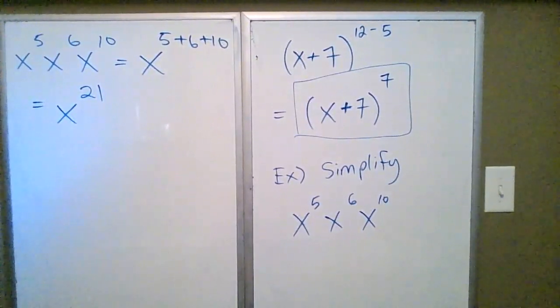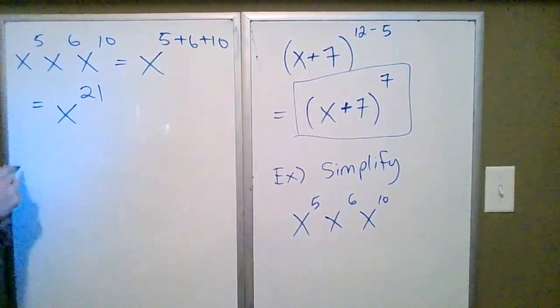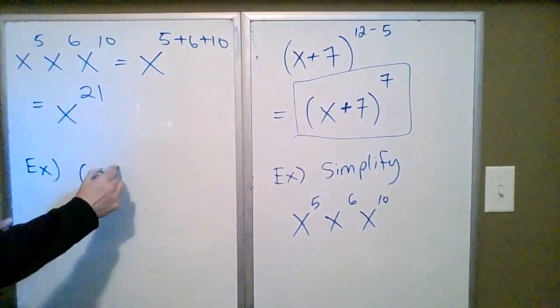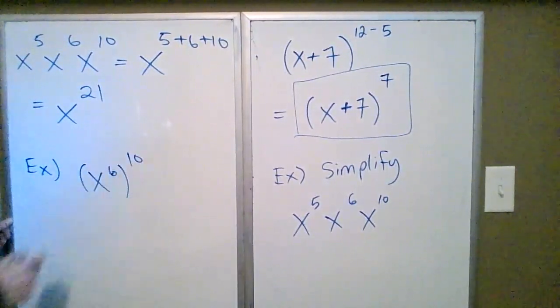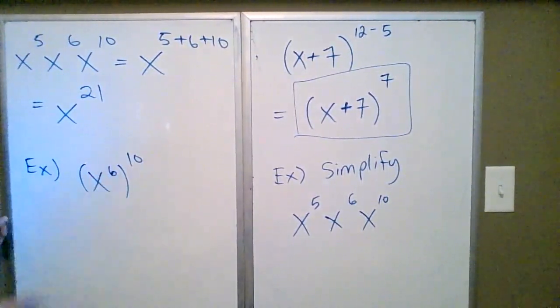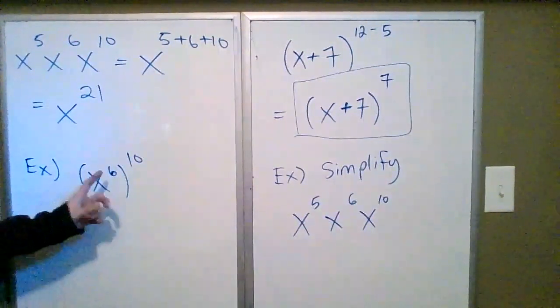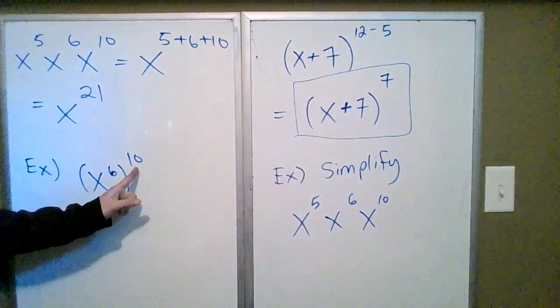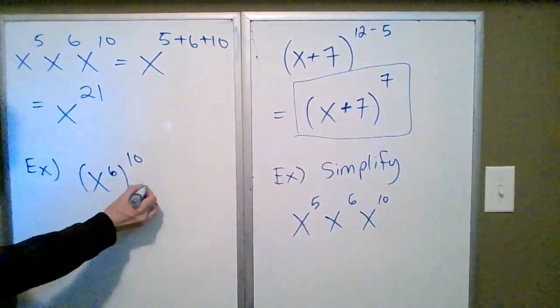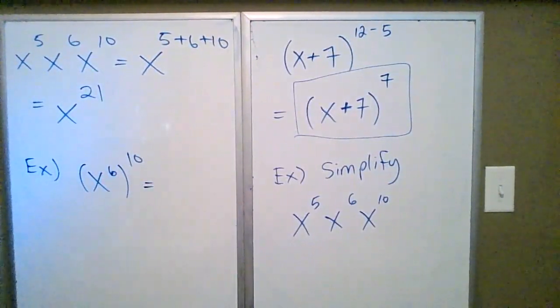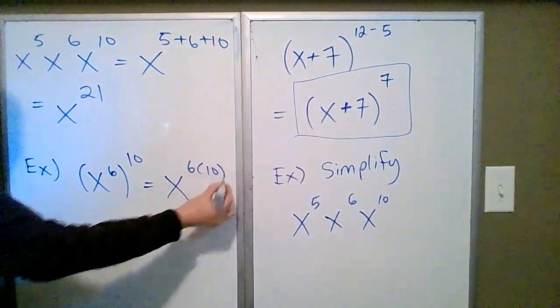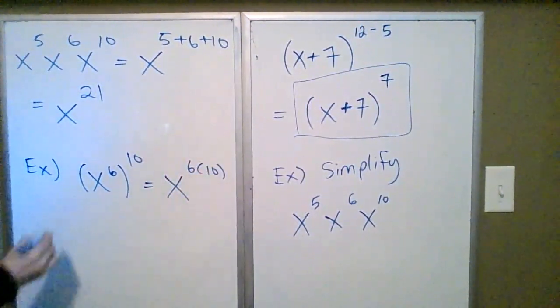This time we have x to the 6th, all to the 10th. When you have that base with the power raised to another power, you multiply the powers together. So this time it's x to a power of 6 times 10. X to a power of 60.